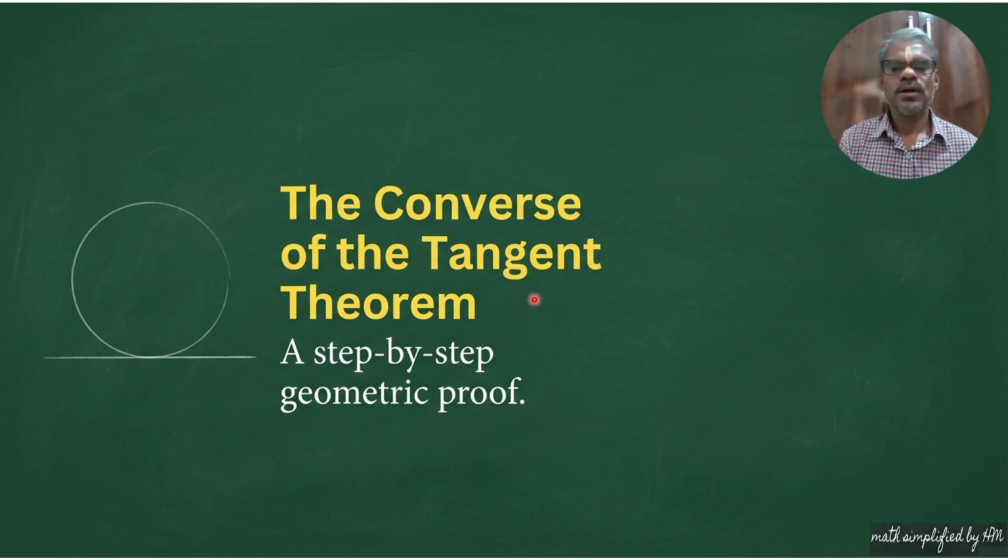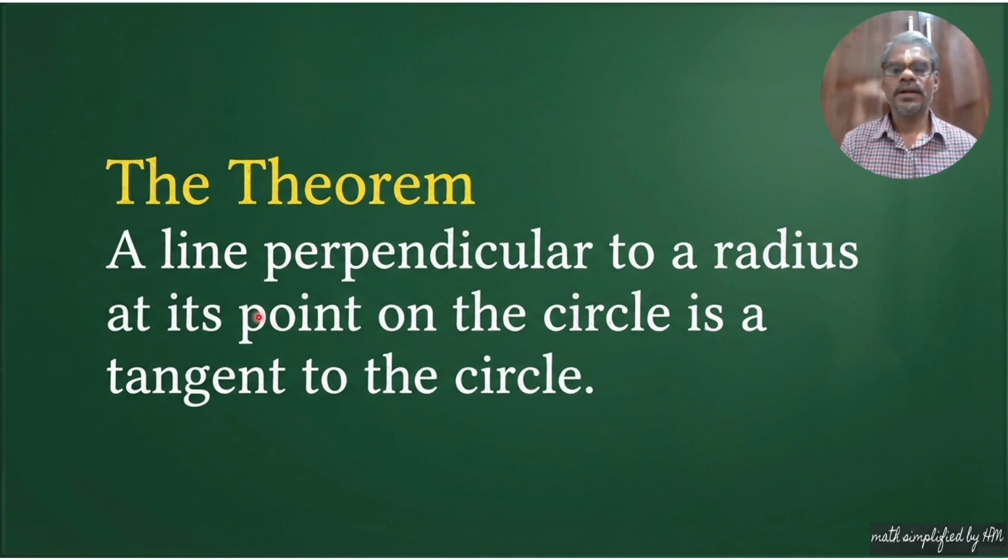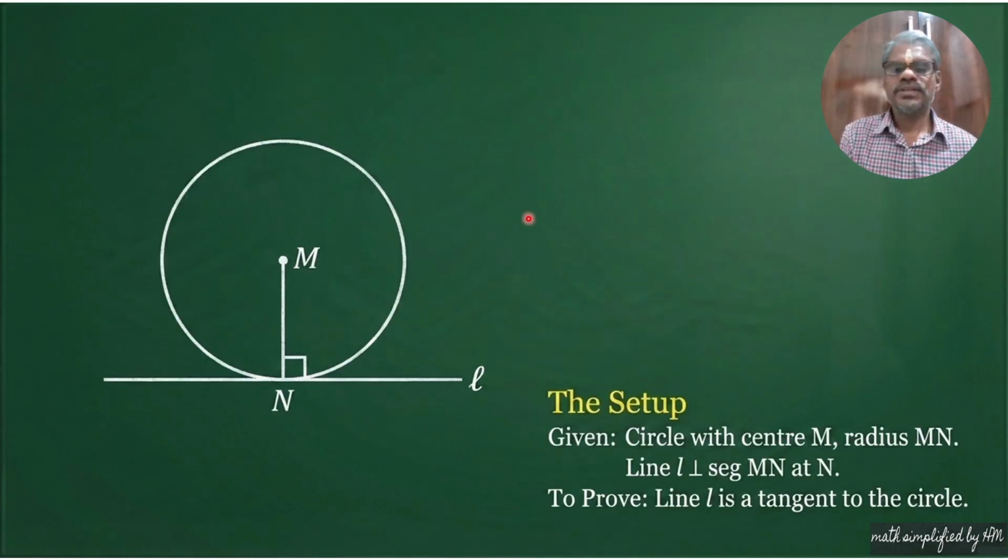The converse of the tangent theorem, a step-by-step geometric proof. We read the theorem: a line perpendicular to a radius at its point on the circle is a tangent to the circle. Now we will see the setup for this proof.